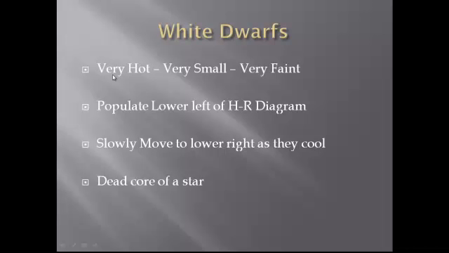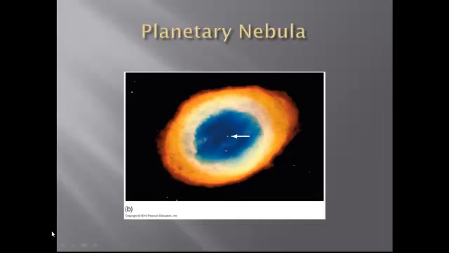They're in the lower left corner of the HR diagram, and they slowly move from where they are down towards the lower right as they cool off. And this is the dead core of a star. So this is what happens at the end of a star's life. It's what the core of the sun will be like 6 billion years from now.